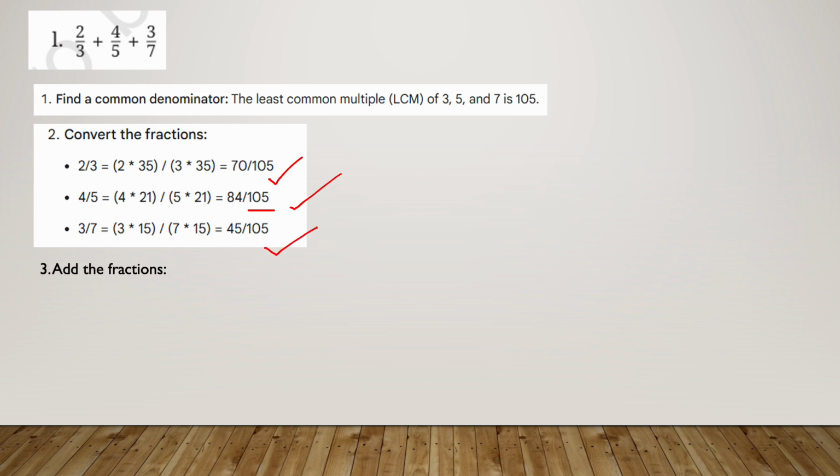Then add the fractions. 70 divided by 105 plus 84 divided by 105 plus 45 divided by 105. That is 199 divided by 105. We can simplify as 1 94 divided by 105.